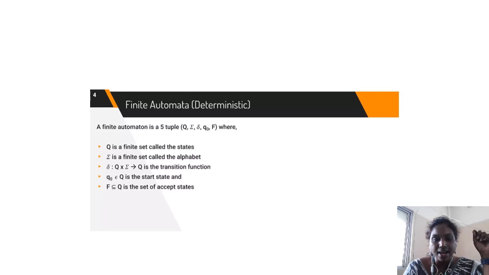Q naught is the start state, starting with a letter, maybe a capital letter Q, A, B, whatever it is. It starts with an arrow mark. For example, if you have a state, a state is represented as a circle. I'm giving the name A for the state. If it is my start state, I should include the arrow mark at the beginning of the state. That is Q naught, the start state. F is the final state.